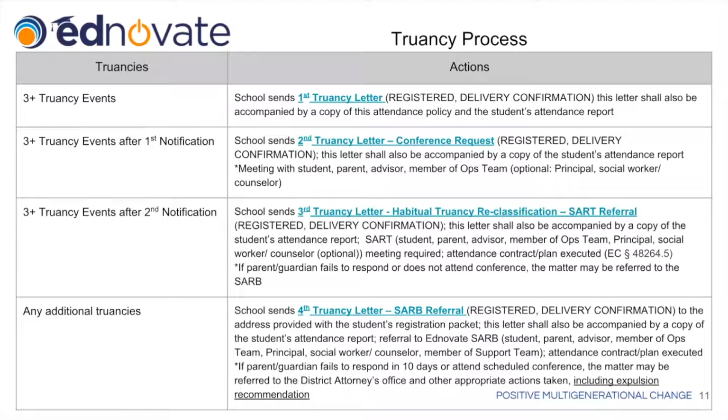After 3 truancy notifications after the first letter, the second letter is sent with a request for a meeting, and that meeting includes the student and parent, the advisor, member of the ops team, and optionally the principal or social worker or counselor, depending on the student's case. If the issue continues, then a third letter is sent 3 truancy events after the second letter was sent, and this is when a student is considered habitually truant. And all of these should include a copy of the student's attendance report as well.